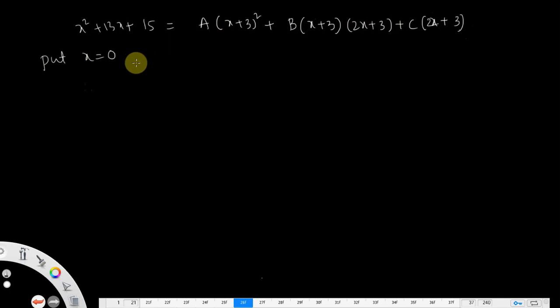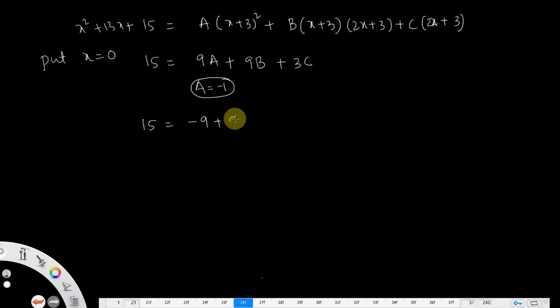Put x equal to 0: 15 equal to 3 square, that means 9A, plus 3B times 3, that is 9B, and 3C. So 9A plus 9B plus 3C equal to 15. Already we have the A value, A equal to minus 1. Then 15 equal to minus 9 plus 9B plus 3C.